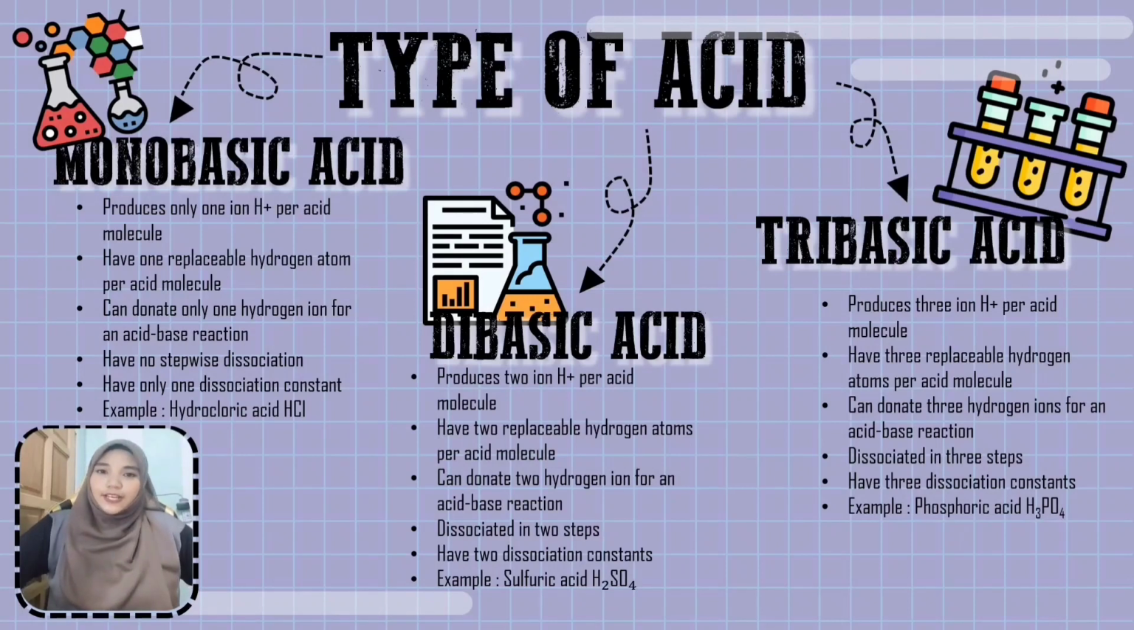The last one is tribasic acid. Tribasic acid produces 3 hydrogen ions per acid molecule. That means it has 3 replaceable hydrogen atoms per acid molecule. It can donate 3 hydrogen ions for an acid-base reaction. It dissociates in 3 steps. That means it has 3 dissociation constants. The example of tribasic acid is phosphoric acid.